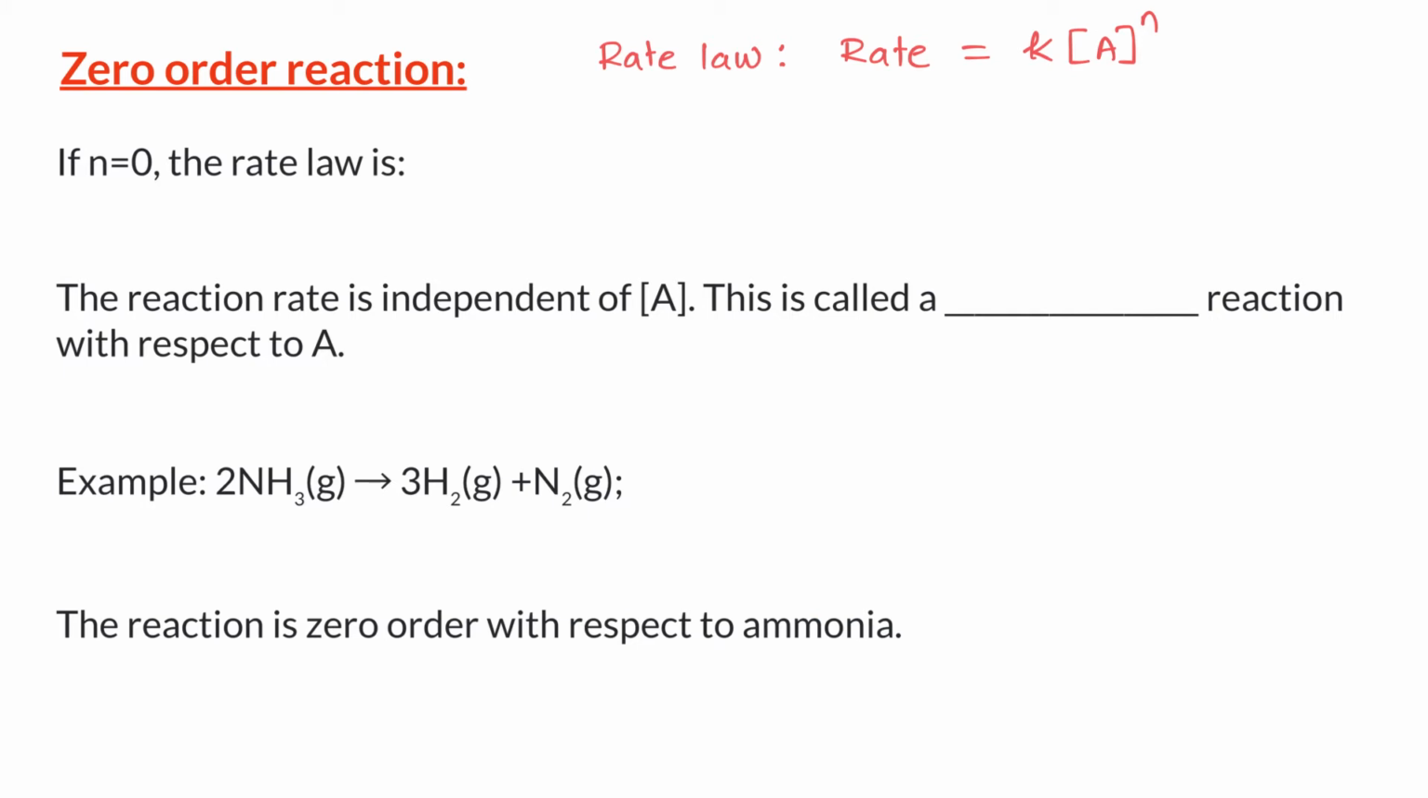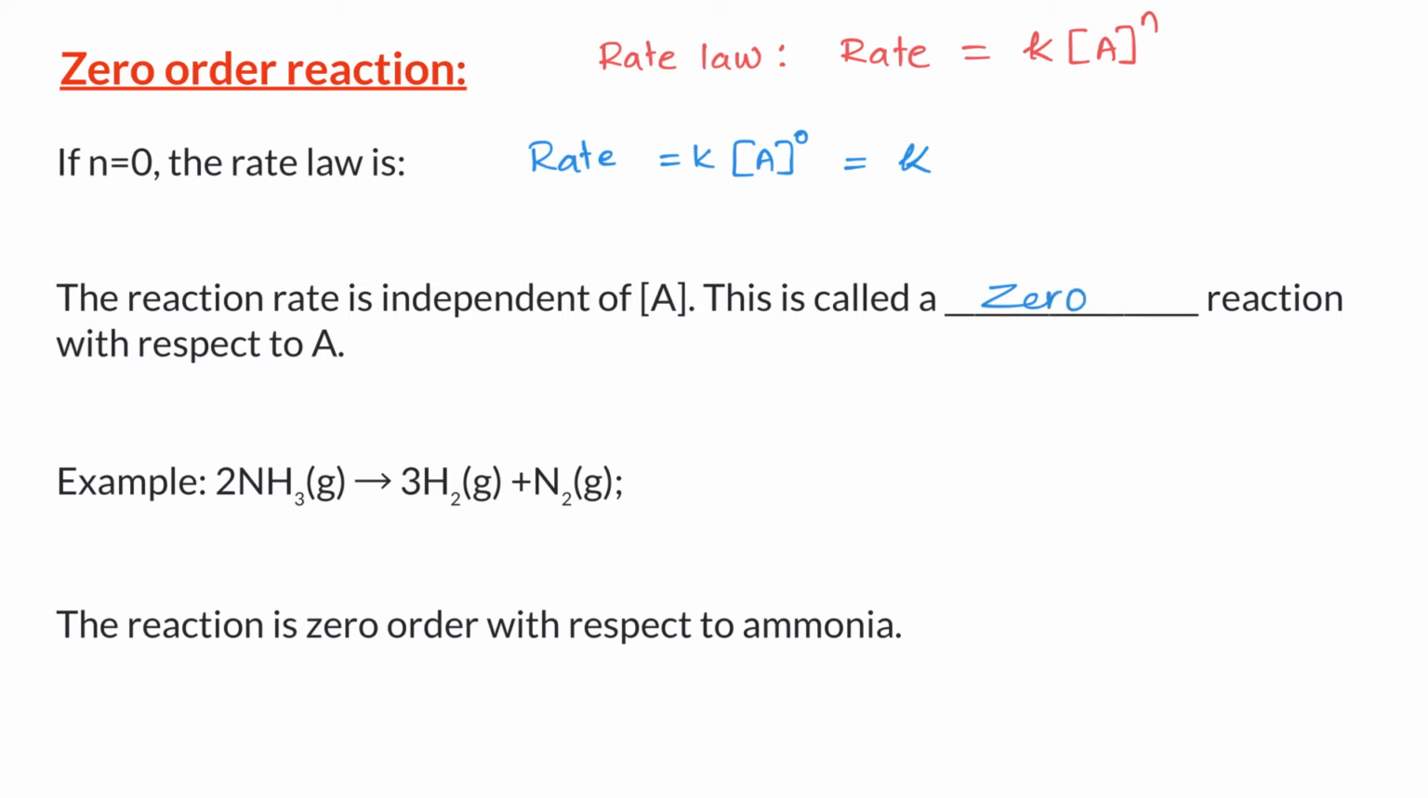If n is equal to 0, the rate law can be reduced to the following. Rate is equal to k times concentration of A to the power 0. A to the power 0 is equal to 1. Therefore, the rate law is rate is equal to k. From this equation, we can say that the rate of the reaction is independent of the concentration of A. These types of reactions are called zero order reactions with respect to A.